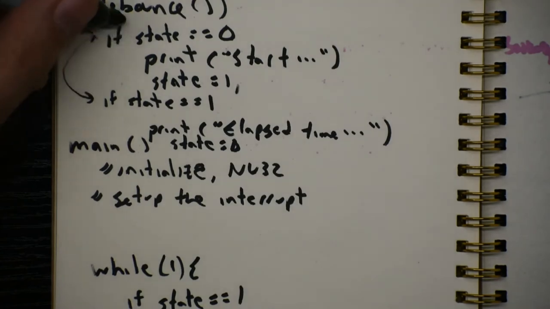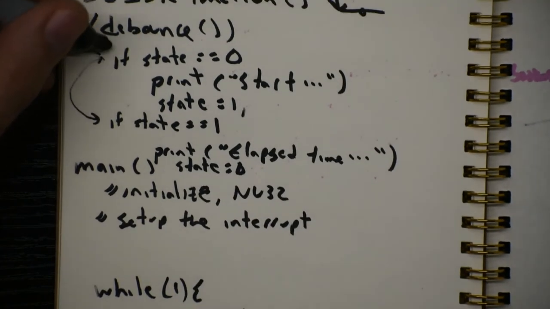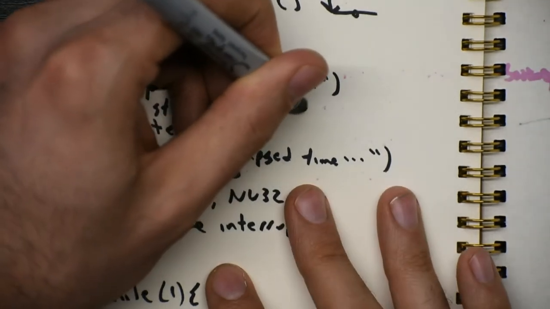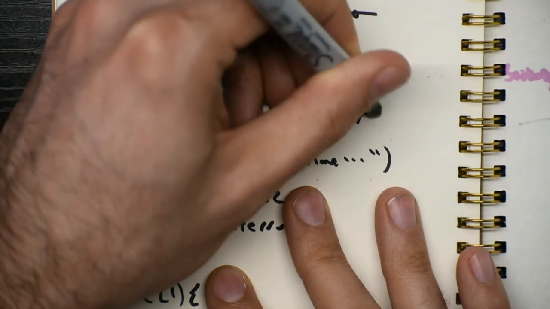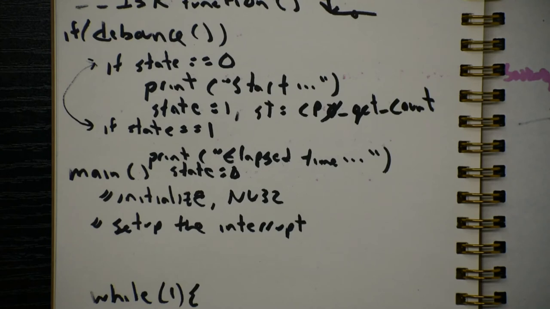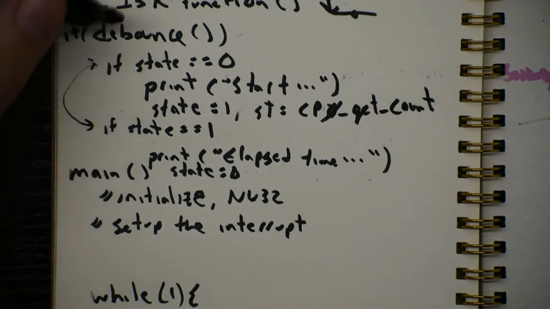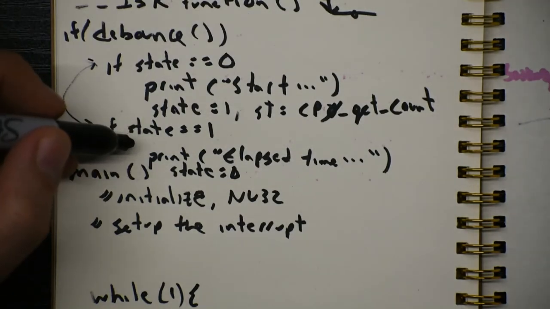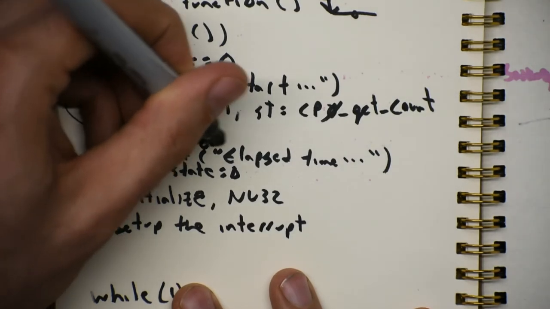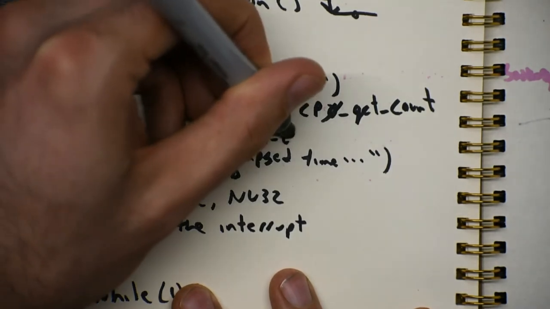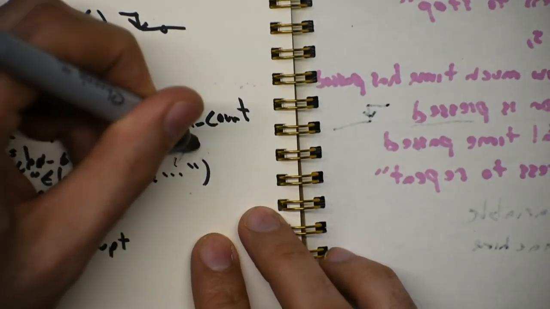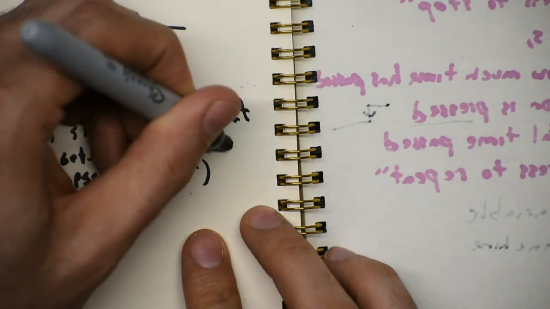Okay, so if the button is pushed and we get past the debounce and the state is 0, we'll remember that the start time is equal to the CP0 get count value. So figure out what time the core timer is when we hit the start button. If the button is pushed and we're in state 1, that means we should figure out what the end time is. So the end time is also equal to my CP0 get count function. And my elapsed time is going to be something like the end time minus the start time.